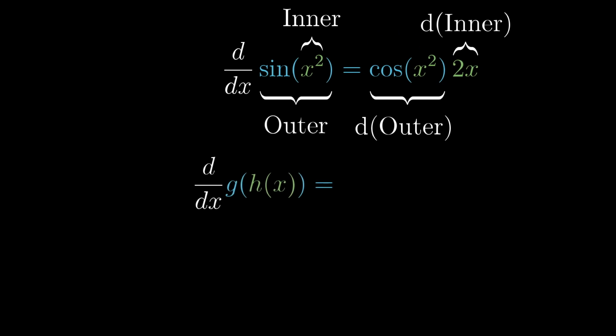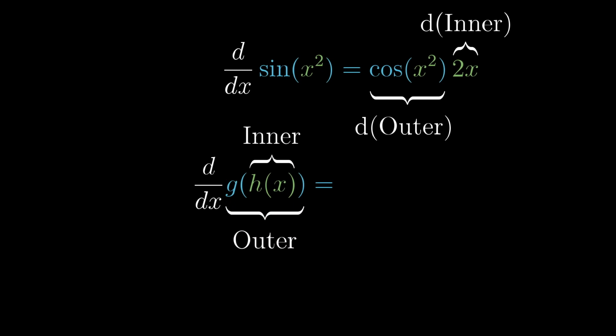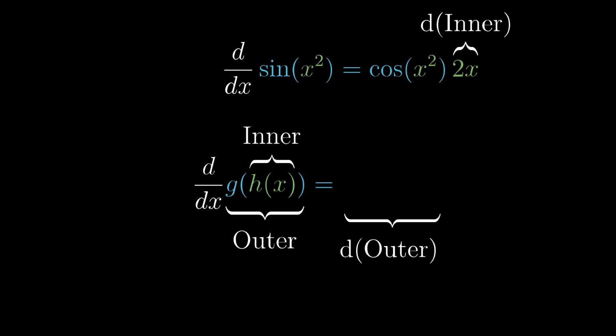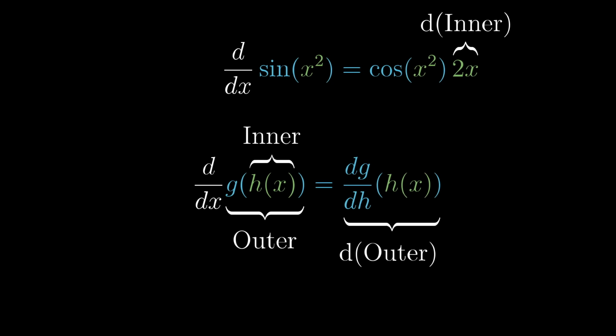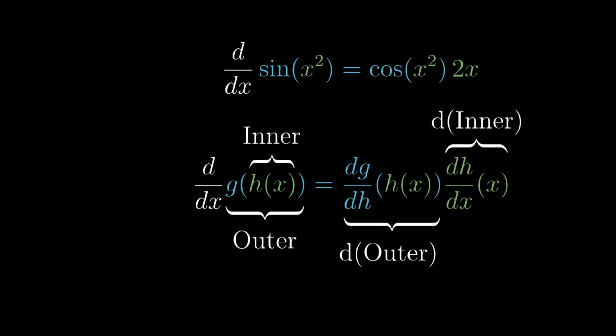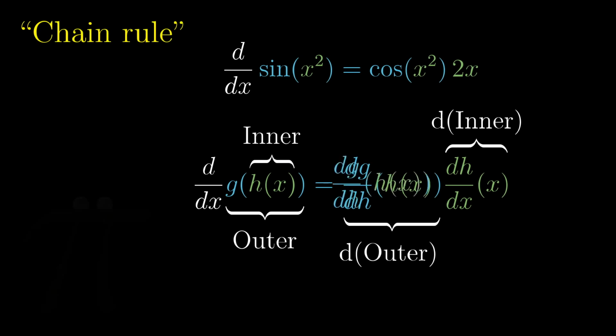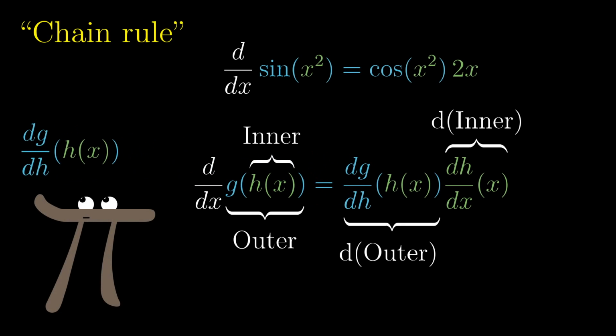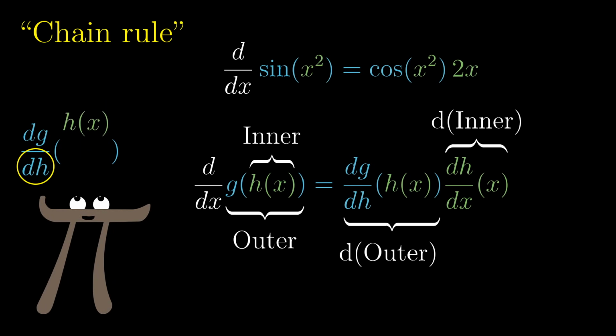Again, there is nothing special about sine of x or x squared. If you have any two functions, g of x and h of x, the derivative of their composition, g of h of x, is going to be the derivative of g evaluated on h, multiplied by the derivative of h. This pattern right here is what we usually call the chain rule. Notice, for the derivative of g, I'm writing it as dg dh instead of dg dx. On the symbolic level, this is a reminder that the thing you plug into that derivative is still going to be that intermediary function h.